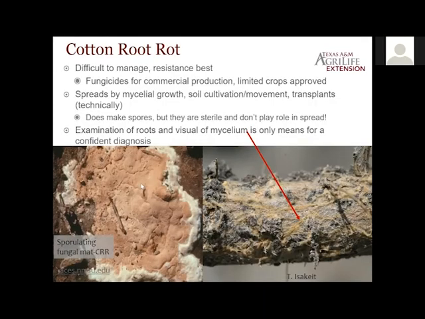The only for sure means of diagnosis is digging up the roots right away while they're still fresh and sending them to a specialist for us to visually identify it. That's the only way we can detect it right now, and we do not have a soil test for it or anything, just due to sampling limitations with that.